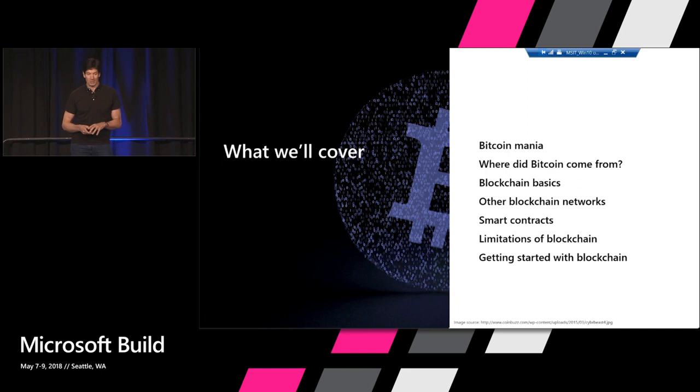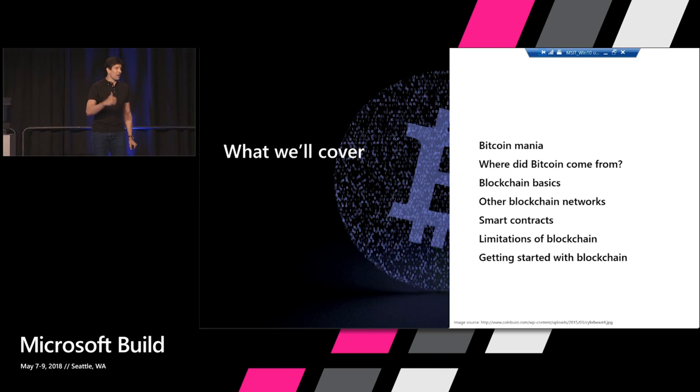I'll give you an overview of what's been going on with respect to Bitcoin, especially, and other cryptocurrencies. Then I'm going to talk about where Bitcoin came from, its origins, and some of the theories around how it emerged. I'll talk then about blockchain basics, and this is where I'm going to get into some cryptography, just at a very basic level.